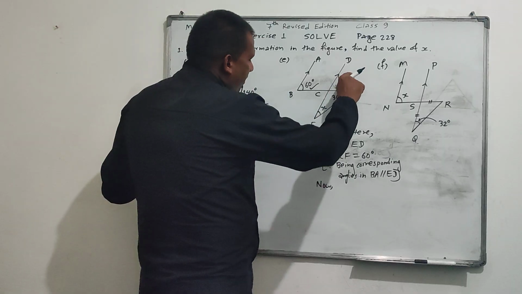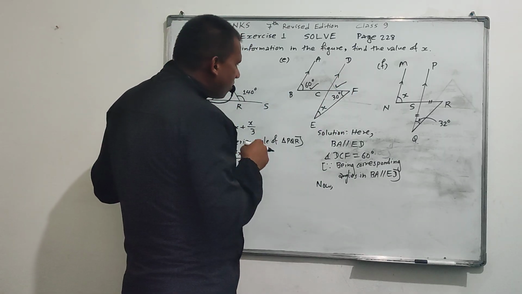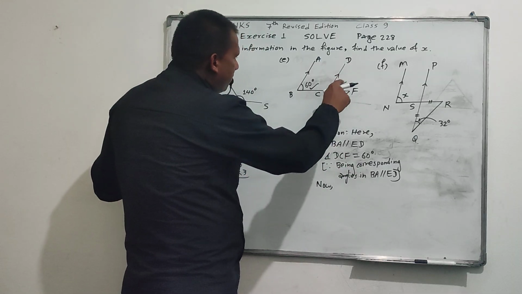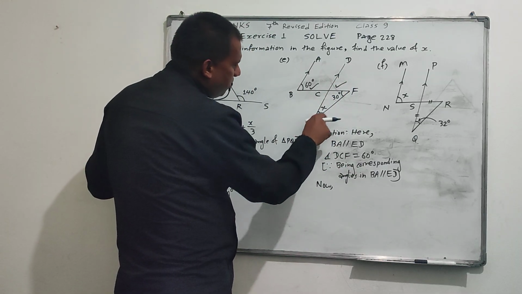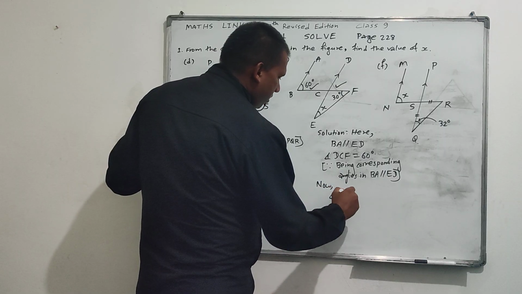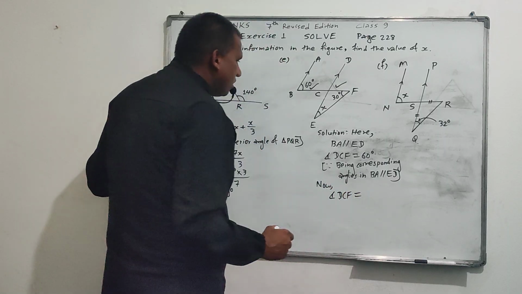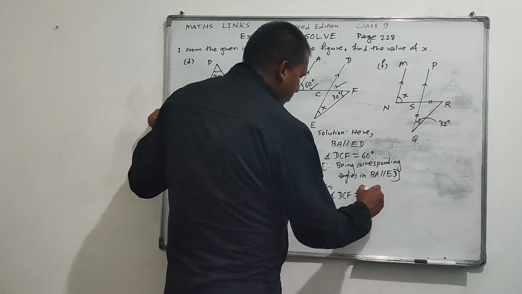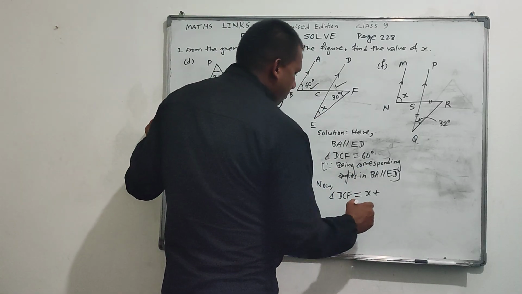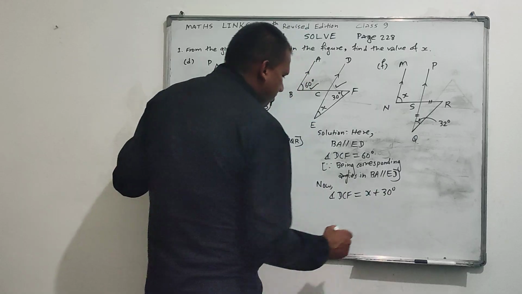Angle DCF is the exterior angle for triangle CEF. So we can write angle DCF is the exterior angle, which is equal to the sum of two opposite interior angles. These are x and 30. So angle DCF equals x plus 30 degrees.